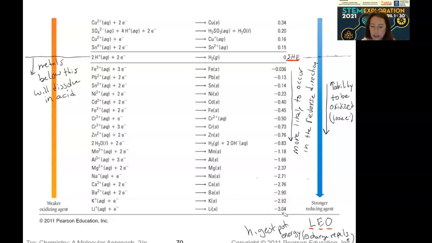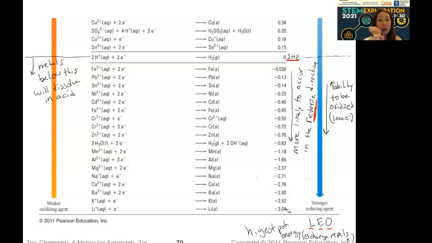So the further down we are on this table, the more likely the reaction is going to go in the reverse direction. Because remember, these are all written as reductions. Everything here is written as a reduction. So the reason this goes in the reverse direction is because these are more likely to be oxidation reactions, right?